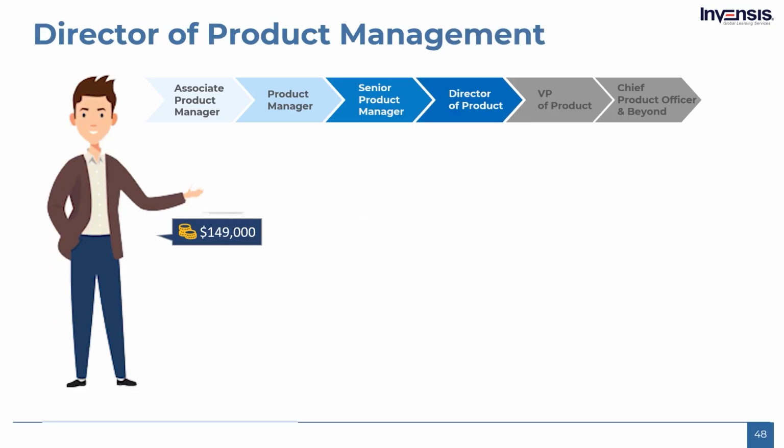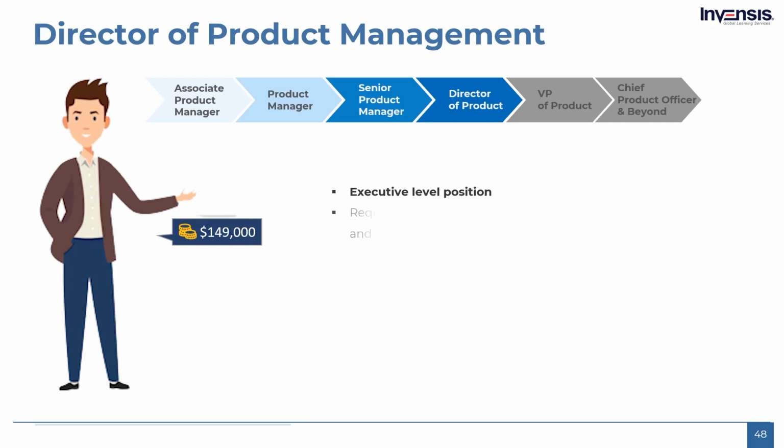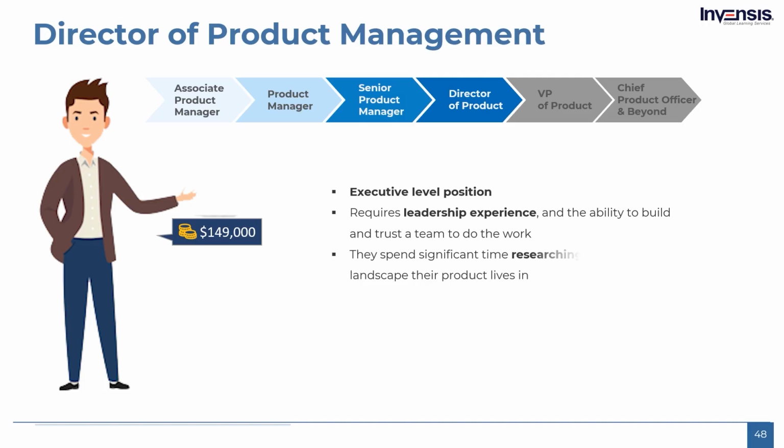Then we have a director of product management. It is at an executive level position. A director level role in a product will require leadership experience, and the ability to build and trust a team to do the work you previously did as a sole contributor. You will also spend a significant amount of time researching the market landscape their product lives in. So, basically, the director role moves away from direct product management to leadership.